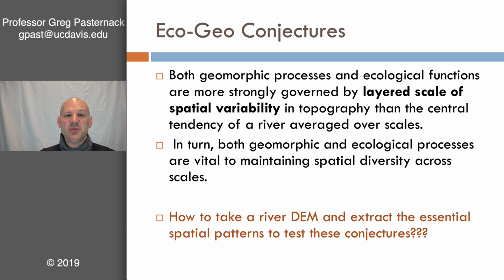The next step is we have some conjectures that underlie geomorphic covariance structure theory. First, we begin by saying that both geomorphic processes and ecological functions are more strongly governed by layered scales of spatial variability and topography than the central tendency of a river averaged over scales. So what does that mean? What am I saying here?